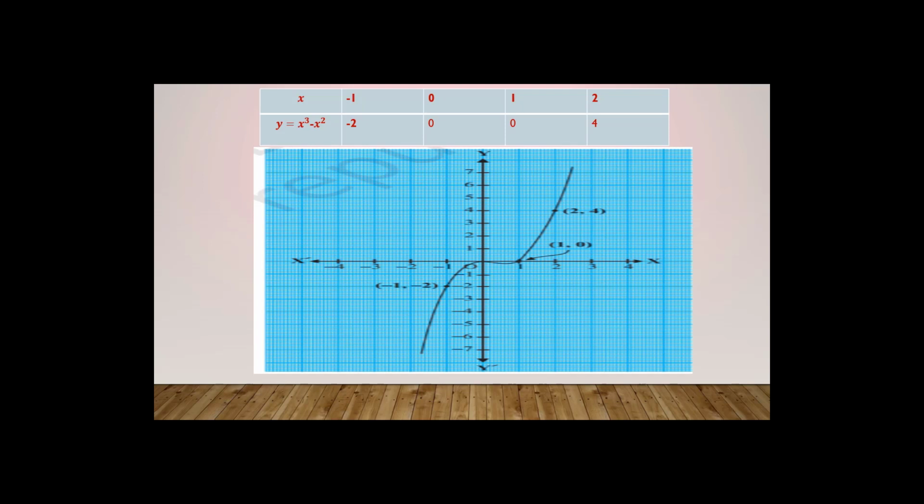The coordinates of the first point are (-1, -2). The second point is the origin. The coordinates of the third point are (1, 0), and the fourth point is (2, 4). Now the question is, how many zeros does this cubic polynomial have? Guess the answer. I will answer it in the next slide.